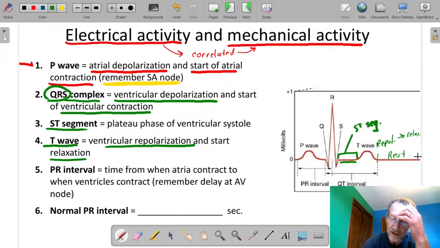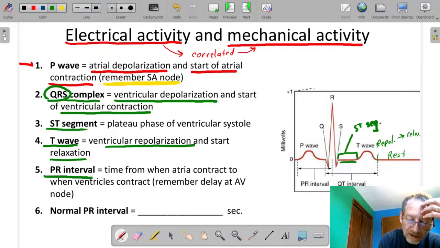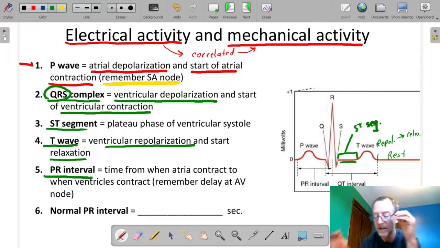So the PR interval, number 5 on our diagram, the PR interval is the amount of time. So think about what's happening with our electrical conduction system. The SA node fired first, and the signal rapidly spread through the atria and they contract, and the signal is rapidly sent to the AV node. But then at the AV node, there's a pause, there's a delay, and that's what allows the atria to finish their contracting before the ventricles contract. It makes for more efficient pumping of the blood.